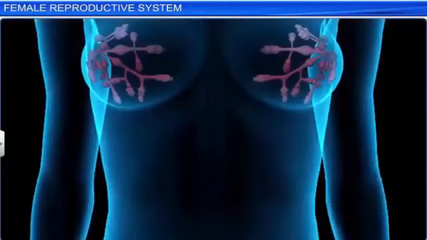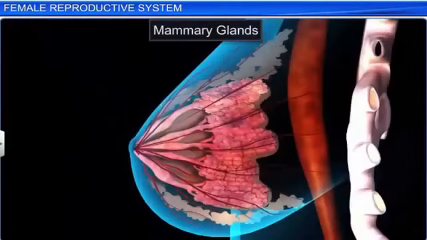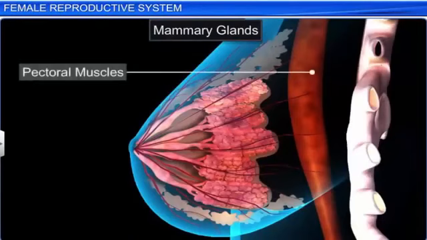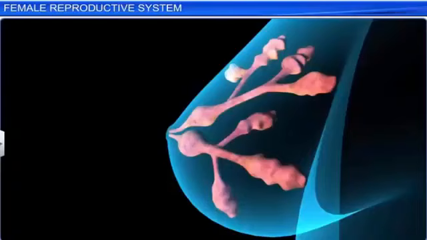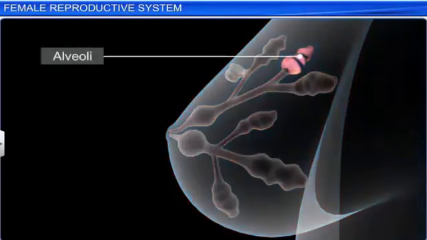The female reproductive system is supported by the mammary glands. The mammary glands or breasts are modified sweat glands that lie over the pectoral muscles. They contain glandular tissues and a variable amount of fat. Internally, each breast is divided into 15 to 20 mammary lobes containing clusters of cells called the alveoli.